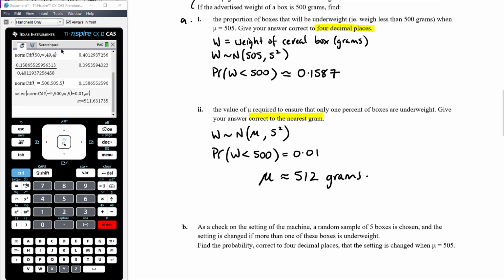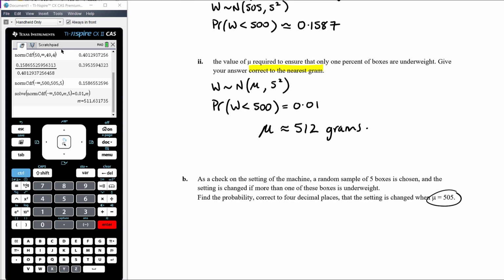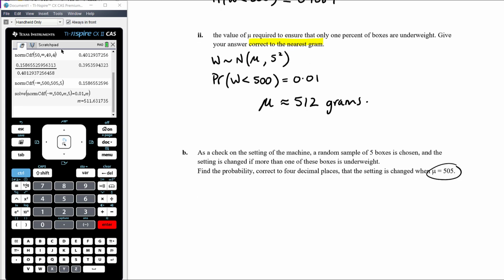Okay, so as a check on the setting of the machine, a random sample of 5 boxes is chosen, and the setting is changed if more than one of these boxes is underweight. Find the probability, correct to 4 decimal places, that the setting is changed when the mean is 505. So we are going to use a mean of 505 here. What we're now dealing with is a binomial problem. We're taking 5 boxes and we're interested in whether or not more than one of those boxes is underweight. So actually this is a binomial problem.